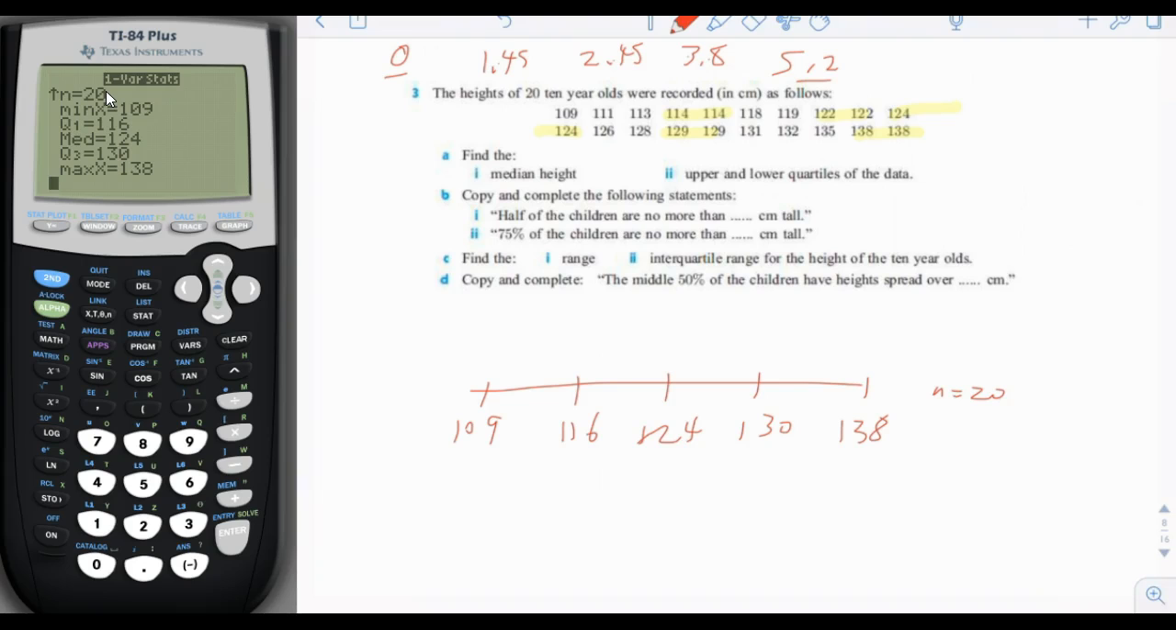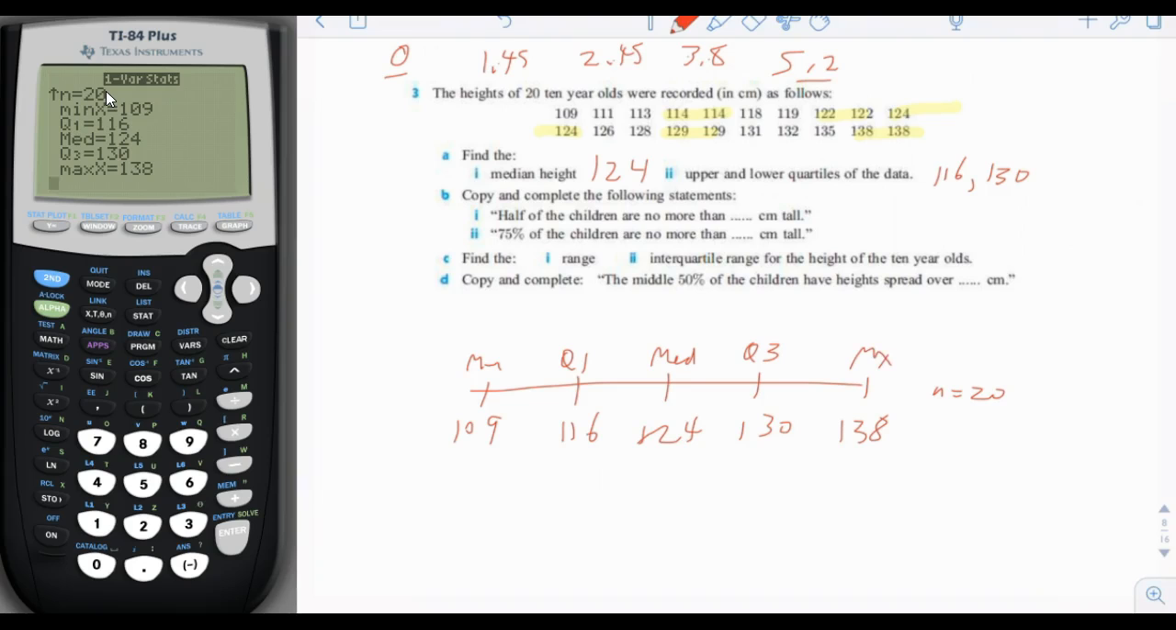And then let's look at the questions. It says, find the median height. So the median height would be 124. Upper and lower quartiles would be 116 and 130. Right? This is Q1, this is Q3, this is the median, this is min, this is max.